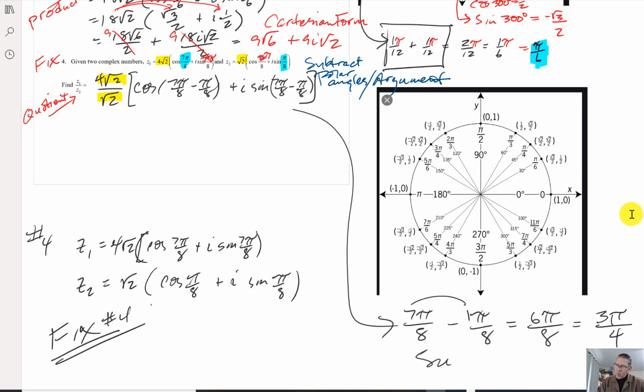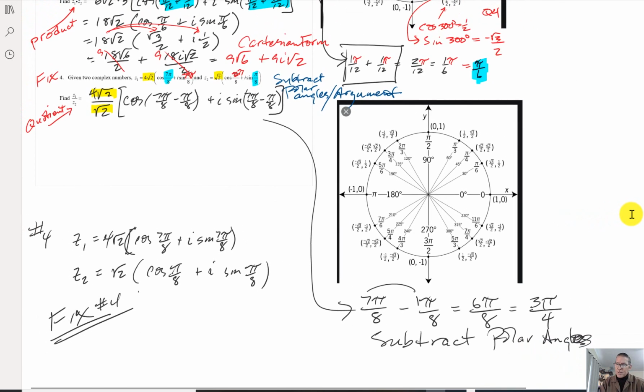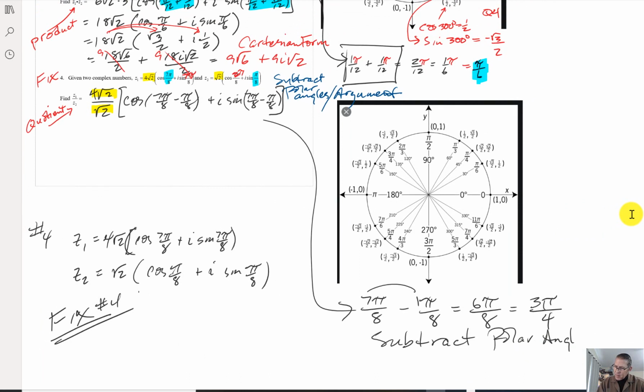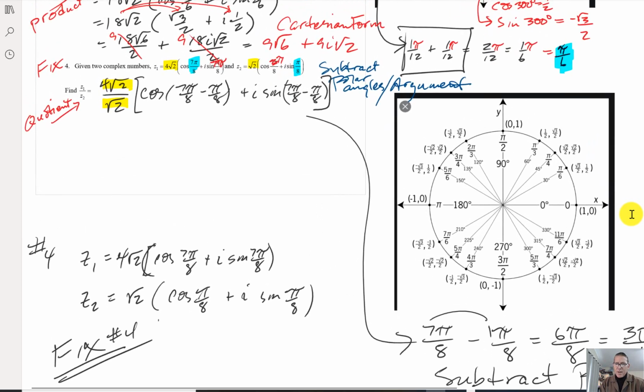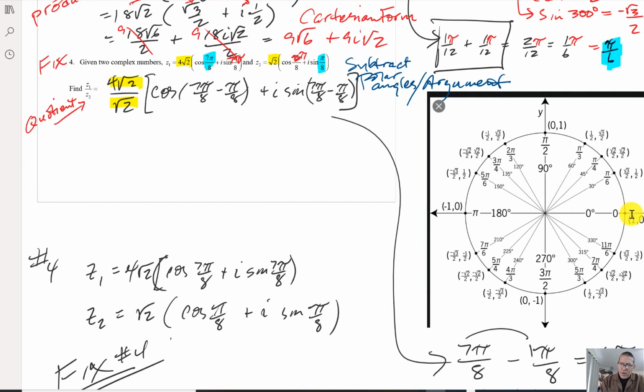So you subtract polar angles when dividing complex numbers. That's angles right there, guys. All right, let's continue here. Now we have to bring our results down. Simplifying a little bit, root 2 divided by root 2 is 1.